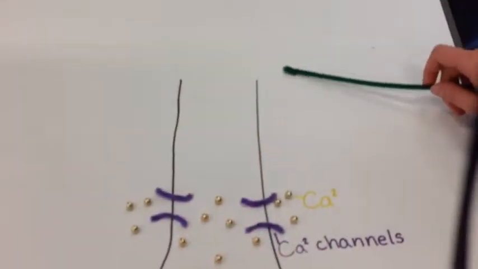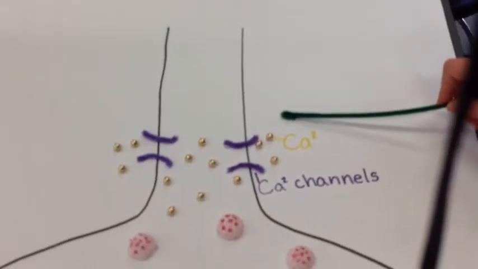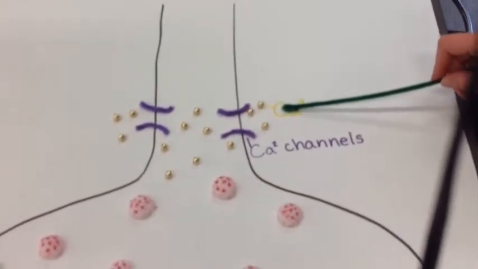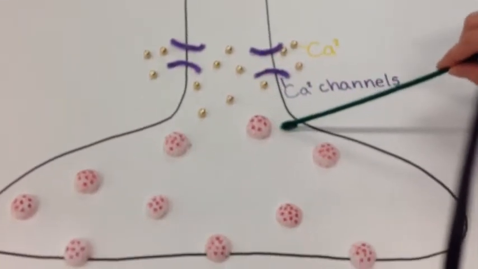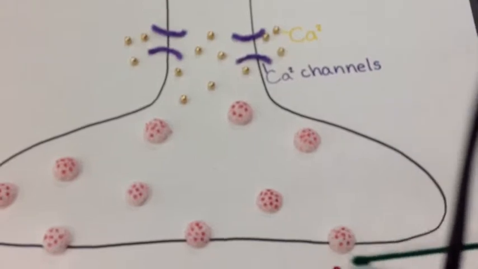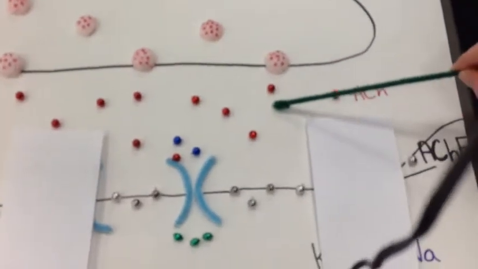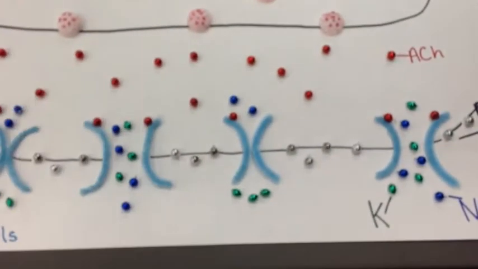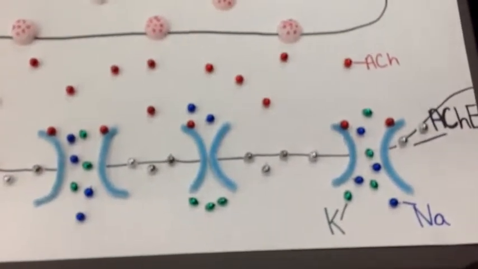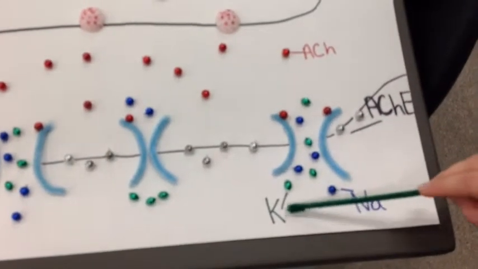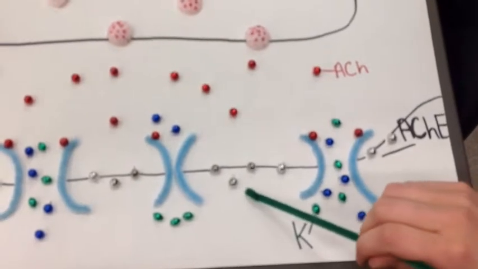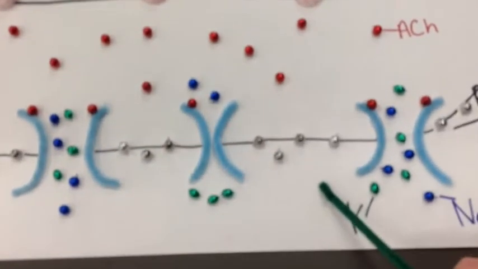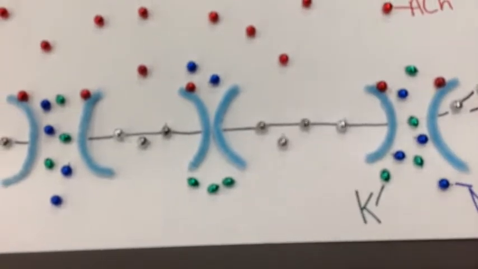Then, as the action potential travels down the axon towards the neuromuscular junction, it opens up calcium channels, letting the calcium in, which then pushes the vesicles out, letting acetylcholine out into the synaptic cleft, which then opens up the potassium and sodium ions, letting potassium out and sodium in, as the acetylcholinesterase waits down at the bottom to sweep the rest of the acetylcholine out.